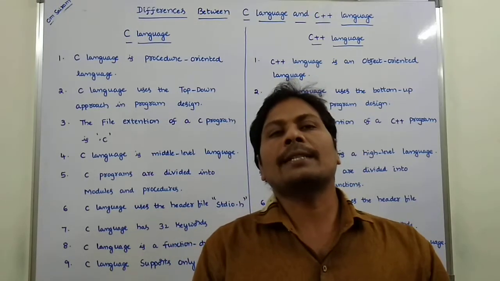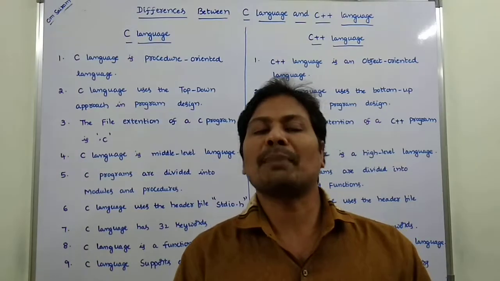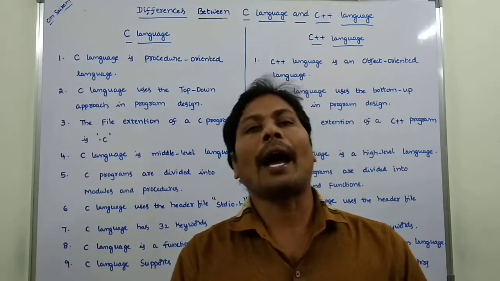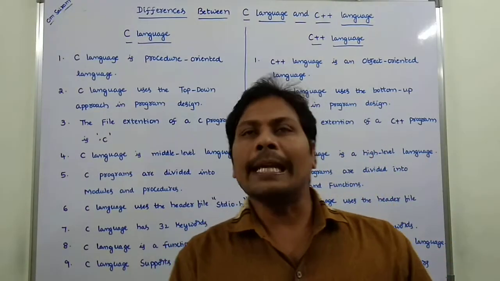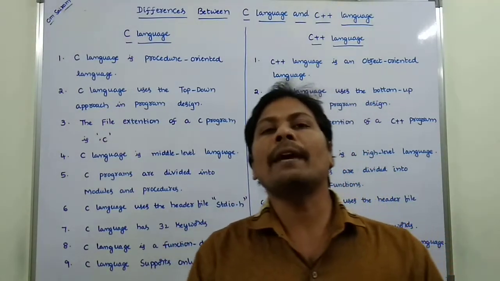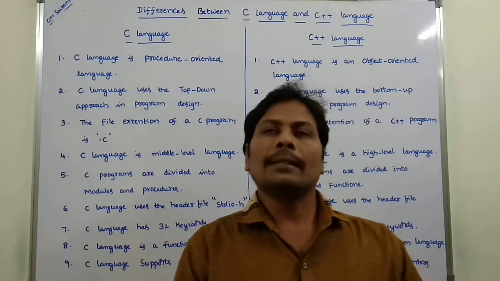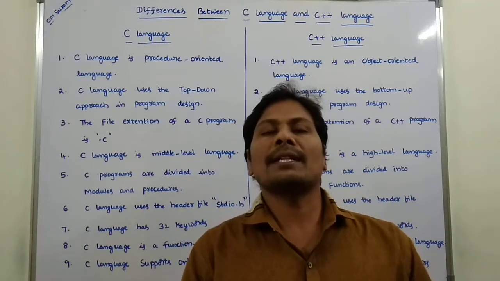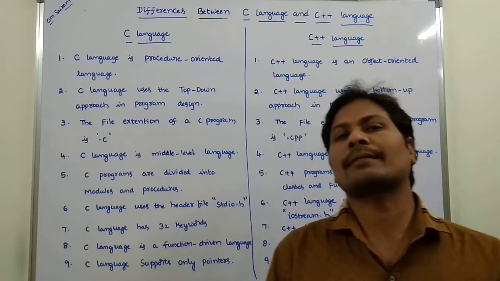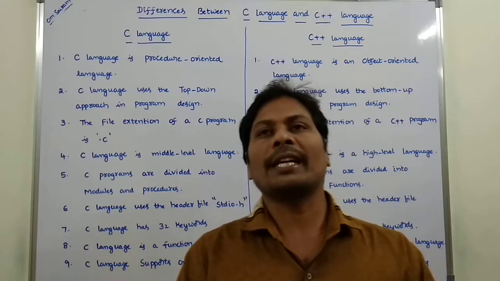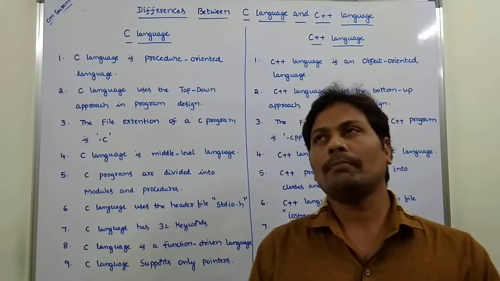C language is a middle level language, whereas C++ language is a high level language. In some books, C language is described as a high level language with low level features, but really C language is a middle level language, whereas C++ is an object oriented language, that is a high level language.